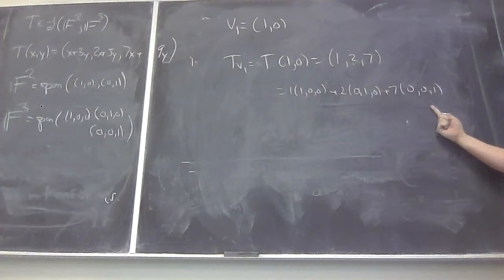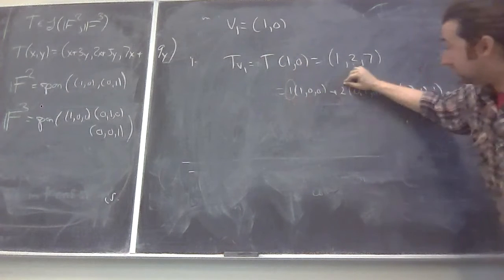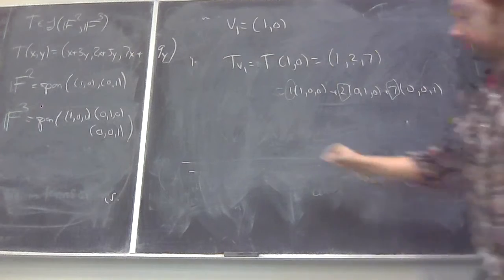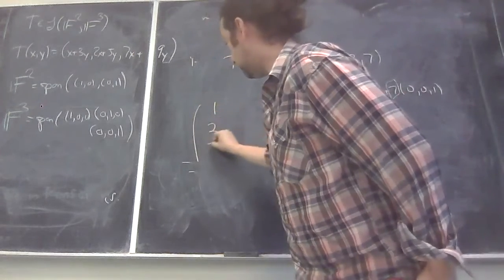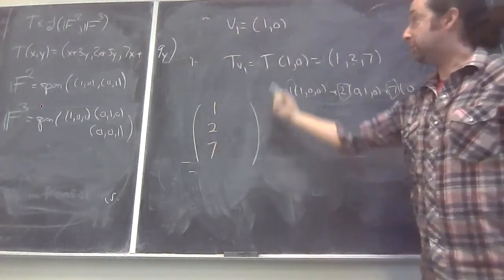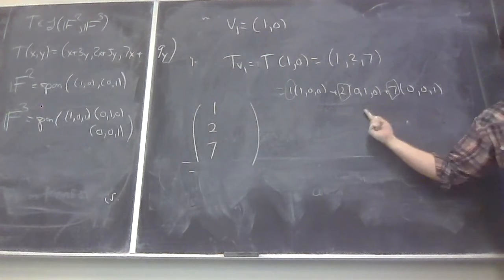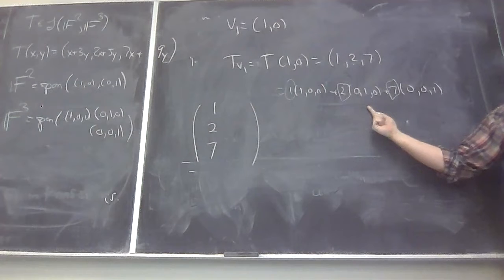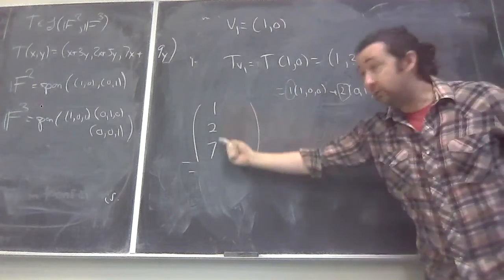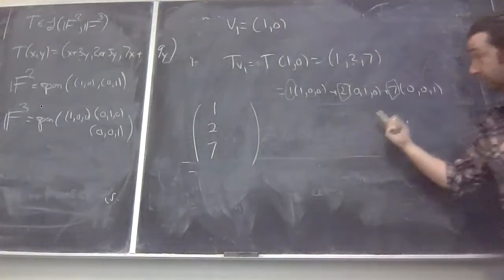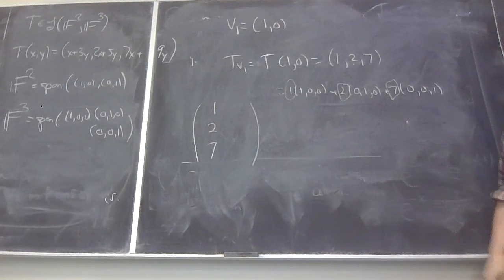What are the numbers that matter for the matrix? This number, that number. 1, 2, and 7. Are they a row or a column of the matrix for T? They got to be a column, right? 1, 2, 7 is column 1. Because when I put the first basis vector in, what came out was this particular combination. Now those numbers would be different if I used different basis vectors, right? If I chose a different basis, I wouldn't have 1, 2, and 7. I'd have different numbers. The map is the same, but the numbers would be different because the coefficients change with the basis.